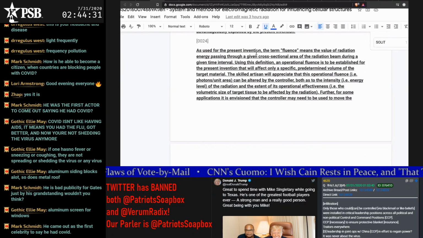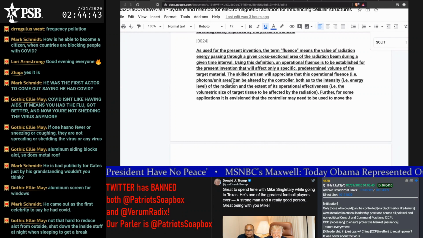It talks about fluence here, and fluence is just an established term, right? That's used to define photons in a unit area. So what they're saying is that they're able to control and regulate the amount of photons that are applied to tissue, regardless of the frequency spectrum that they're using. The number of photons is different than the energy that's associated per photon.